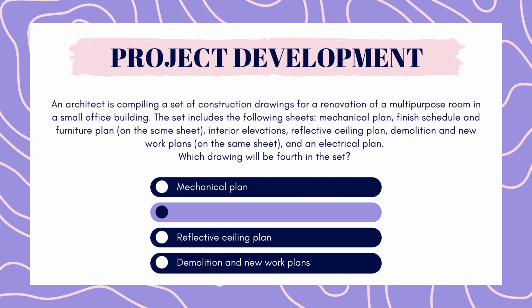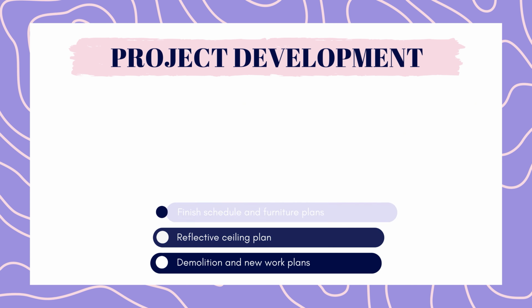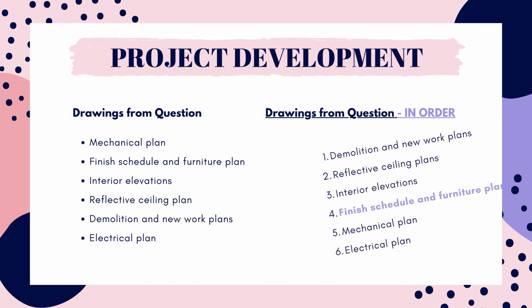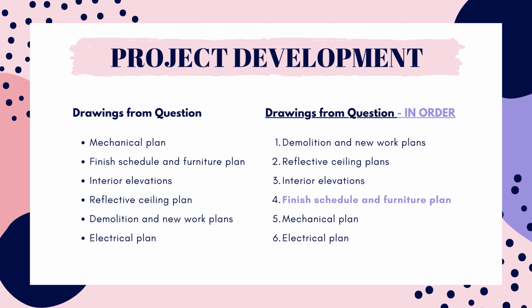And the answer is finish schedule and furniture plans. To answer this question, you need to know 2 things. One is how each discipline is organized in the construction set, and two, how drawings are organized within each discipline. For your project development test and your construction evaluation test, you need to be familiar with both of these lists. So if we take our list of drawings from the question and put them in order, we'll have the demolition and new work plans first, followed by the RCPs, then interior elevations, and our 4th item would be the finish schedule and furniture plan. Mechanical and electrical plans will follow after that.